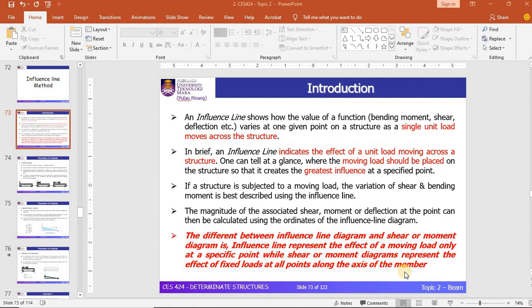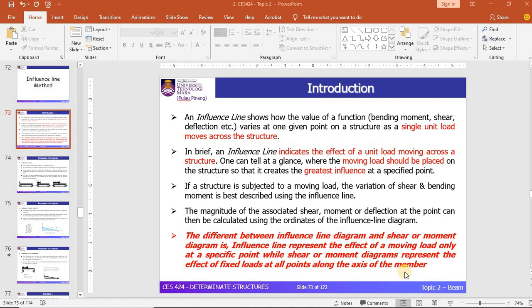So in other words, what we can summarize from this sentence is that by using the conventional or the usual method of beam analysis, you will get one graph of bending moment and shear force for one fixed position of load. Meanwhile, in the influence line diagram analysis, you need to identify the critical position of the moment and the shear force value based on the moving load.